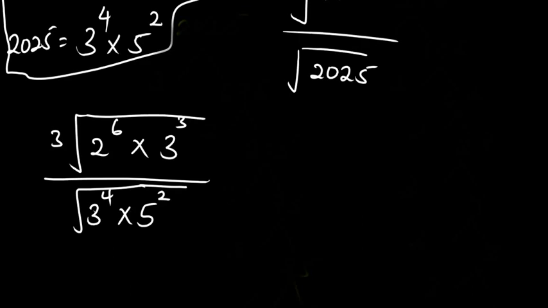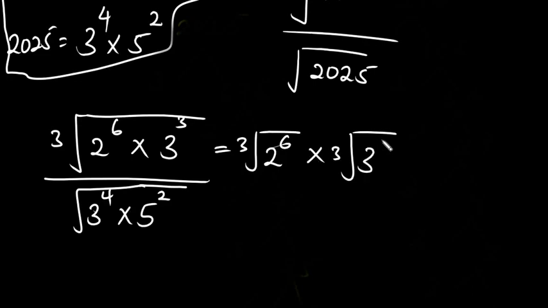Now, to make our work easier, we can write this as the cube root of 2 raised to 6 times the cube root of 3 raised to 3. Now this is the same as writing it this way. Now look at this. Let me use smaller figures so that you can see that writing it this way is the same as writing it this way.